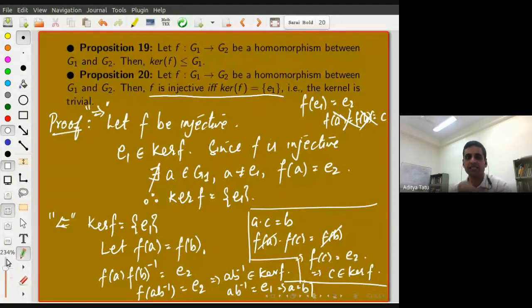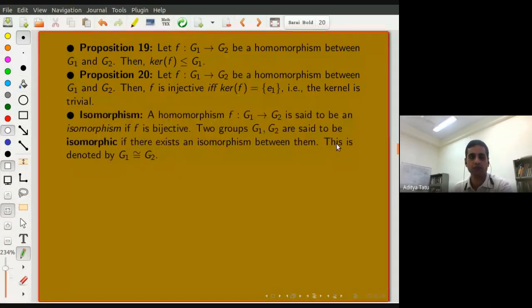This is basically because of the group. Okay, if there is no restriction on F to be a homomorphism, then of course you can have such a mapping, right? So, let's move ahead and now define.